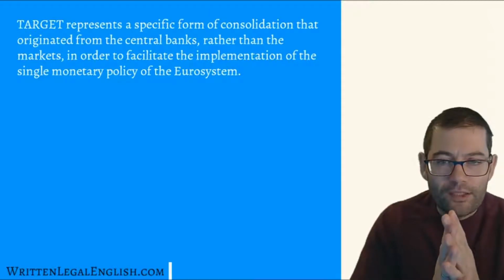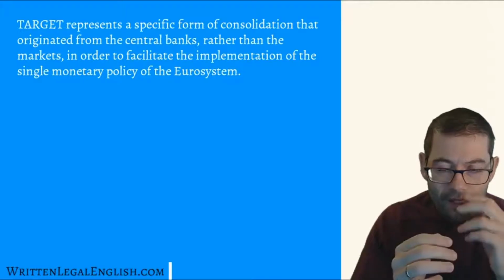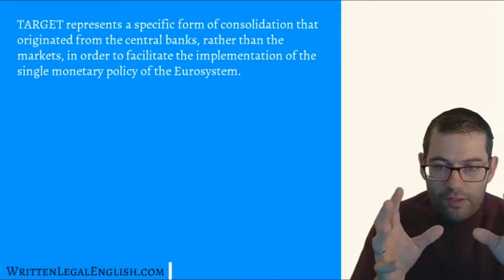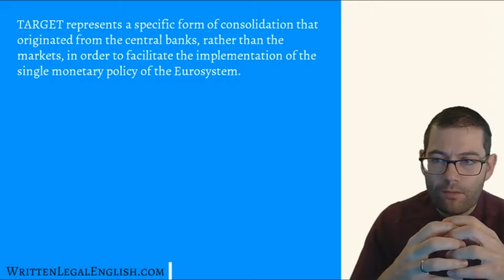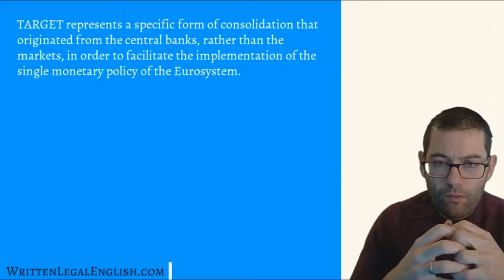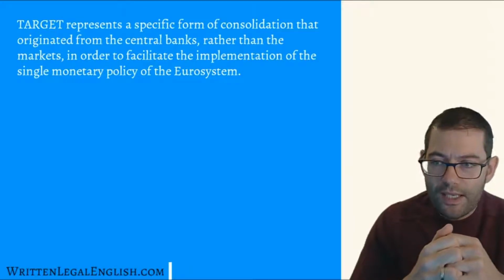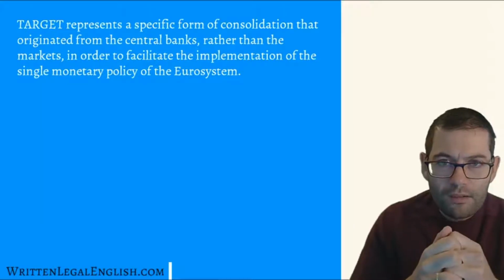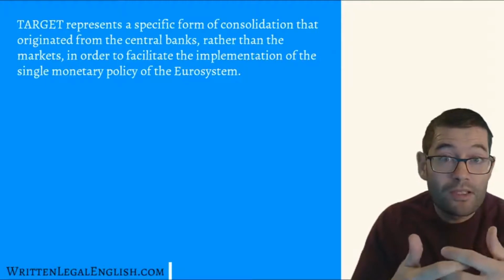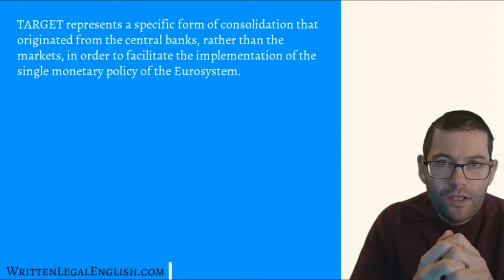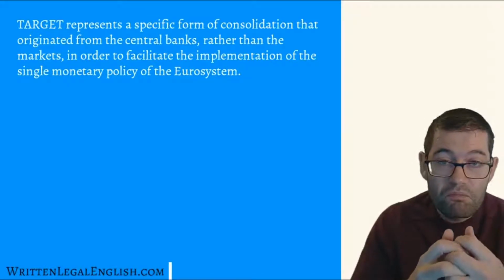Well, the first thing to do would be to have a look at possessive apostrophes. In other words, the Eurosystem is our subject in this sentence. So what belongs to the Eurosystem? Well, we could say that the single monetary policy belongs to the Eurosystem because it says the single monetary policy of the Eurosystem. So we could say the Eurosystem's single monetary policy.